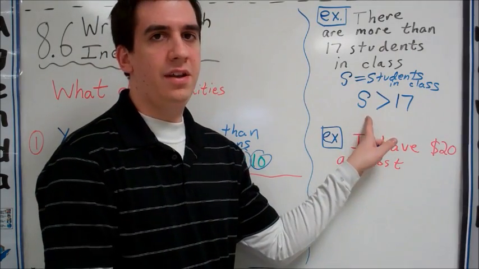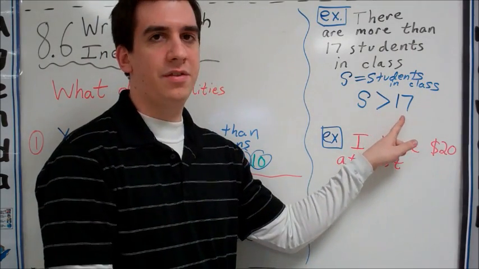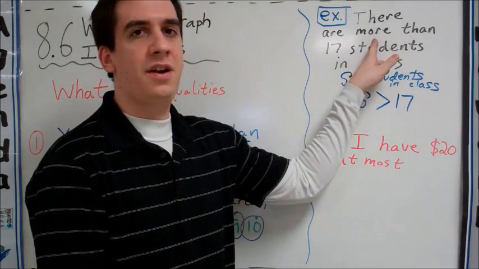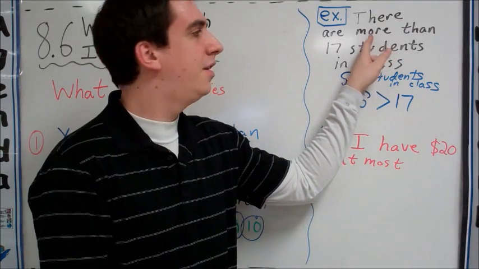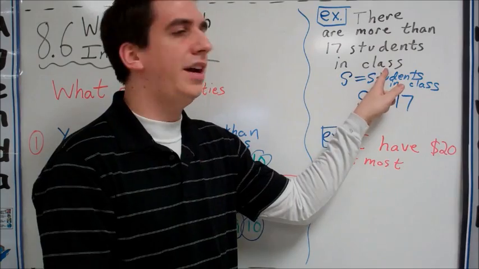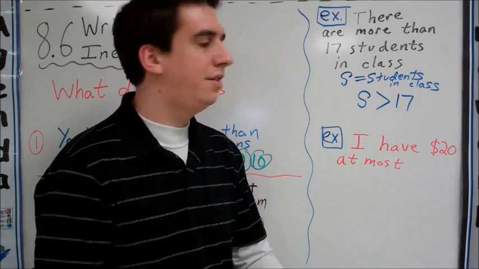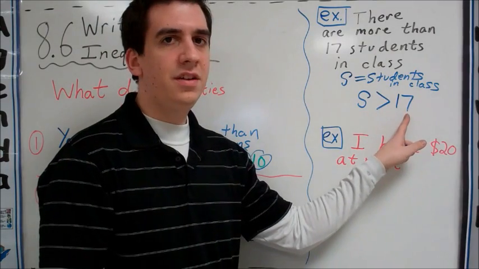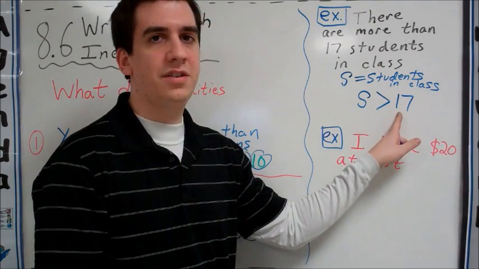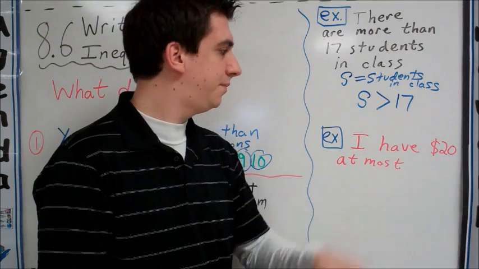If we choose 20 for our number of students, 20 would be greater than 17. And that fits our sentence here. There are more than 17 students in class. Let's pick another number higher than 17. Let's pick 18. Is 18 greater than 17? Yeah. That's how we can check to see if our inequality actually works.